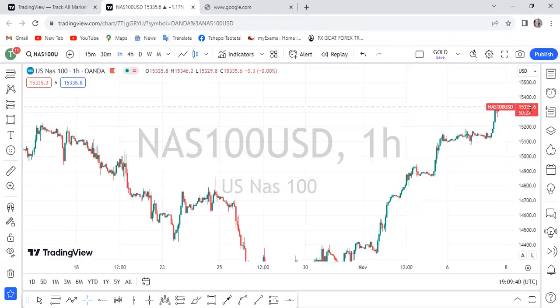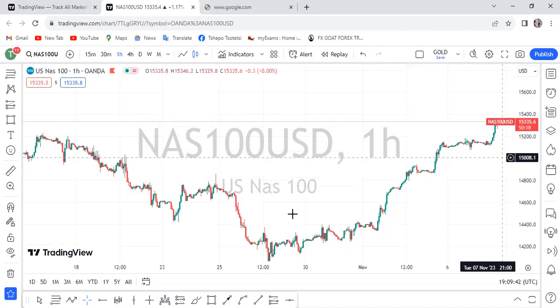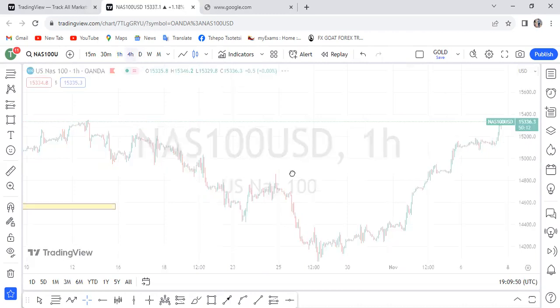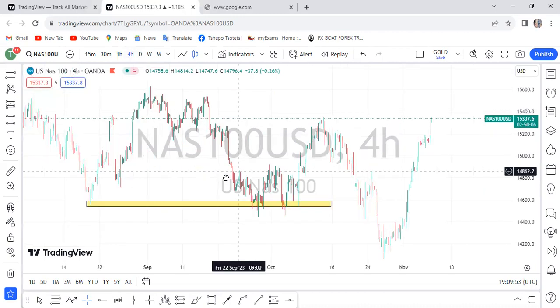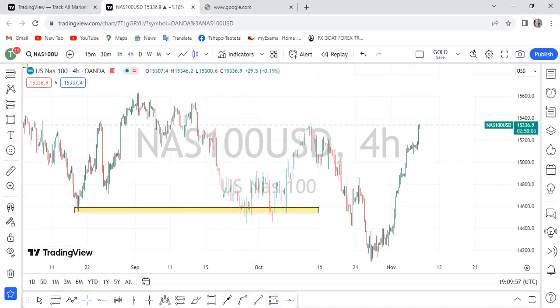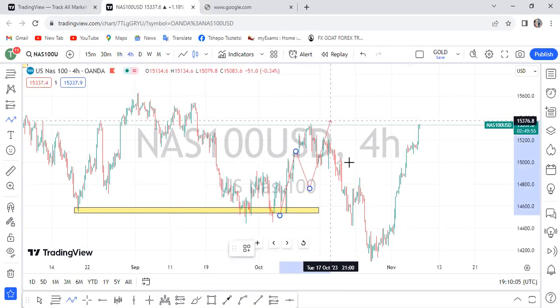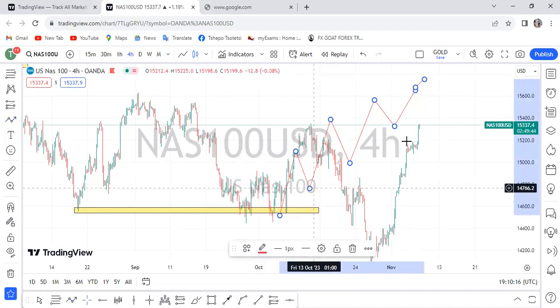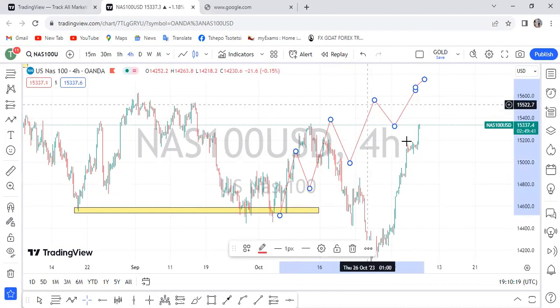If we check here on Nasdaq, we can see we've been in an uptrend. Let's look at it on a 4-hour. So when the market moves, it goes up, comes back down, up, down, up, down, up. We call this market structure because the market will be making higher high, higher low, higher high, higher low, higher high, and higher low.